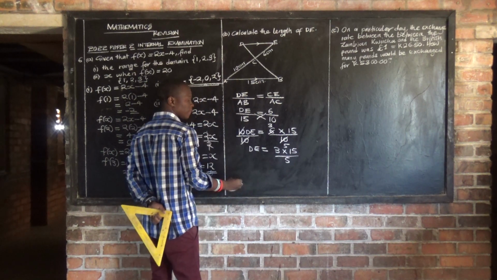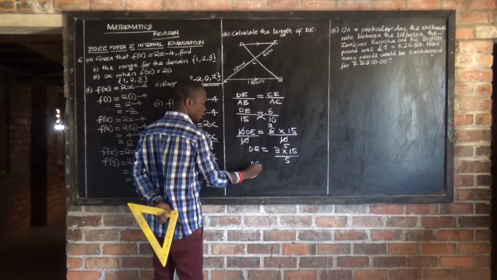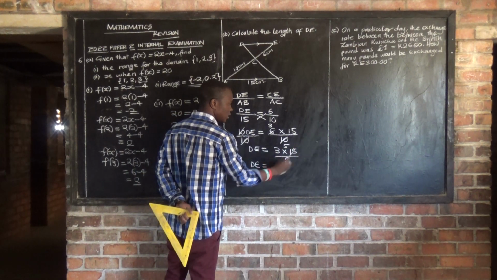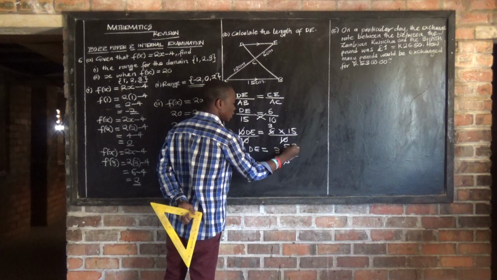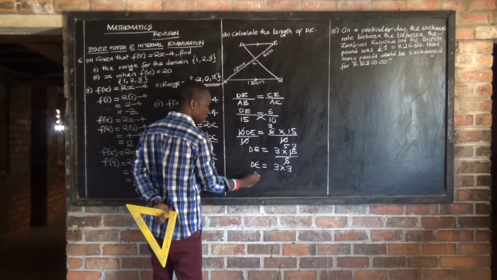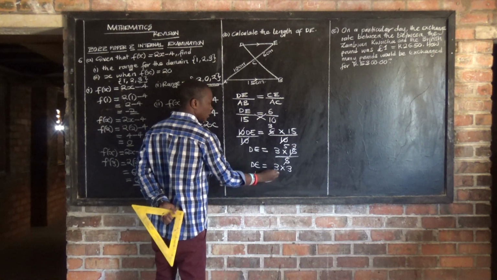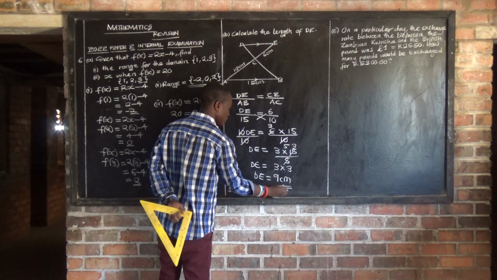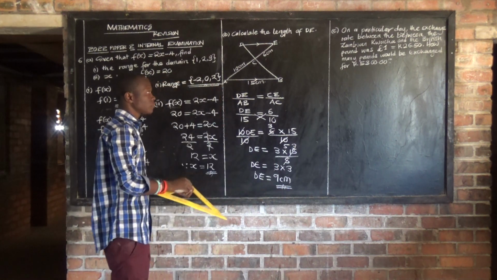Is it okay? Then you can say DE is equal to 5 into 15. You get what? 3. So we have 3 times what? 3. DE is therefore 3 times 3, you get what? 9 centimeters. Okay? So get 3 marks for that one.